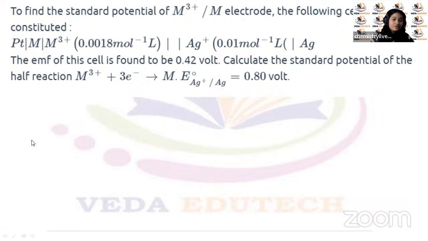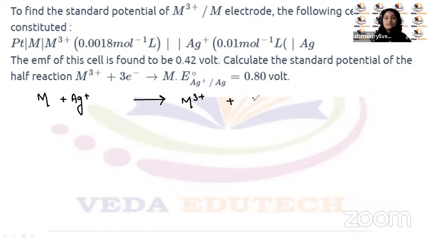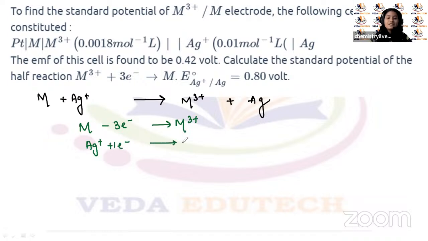Okay, I have erased everything. So M is there, and on this side Ag+ is there. So we got our reactants. Now what's happening? M is getting converted into M3+, and Ag+ is getting reduced. But we have to balance this. If I write it separately, this will be M minus 3 electrons gives M3+. This will be Ag+ plus 1 electron gives Ag.